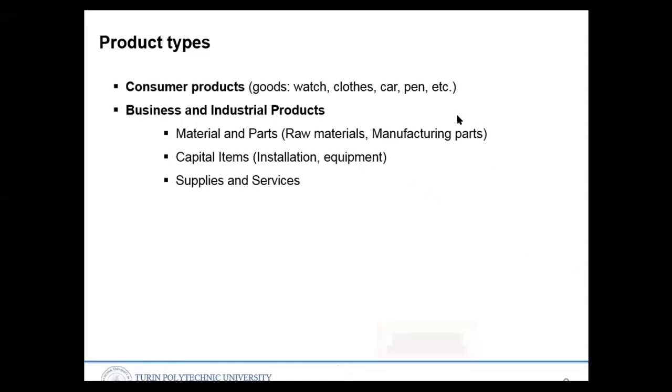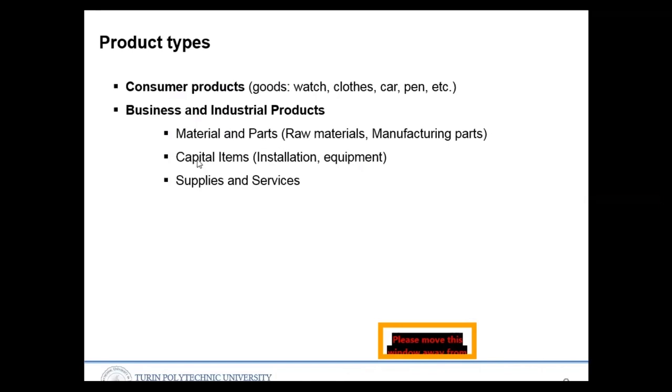Then, continuing, product types: two types. The consumer products, those are clothes, a car, a pen. And business and industrial products, those are raw materials, manufacturing parts, capital items like buildings, installations, equipment, and supplies and services. A service can be a hairdresser or a hospital service. Those are also business products.